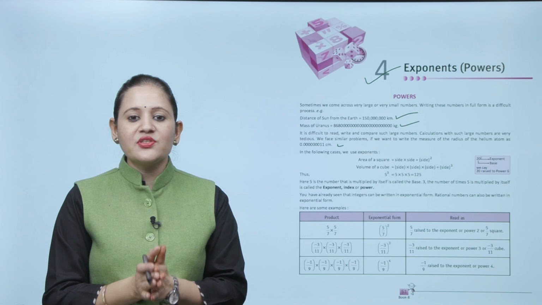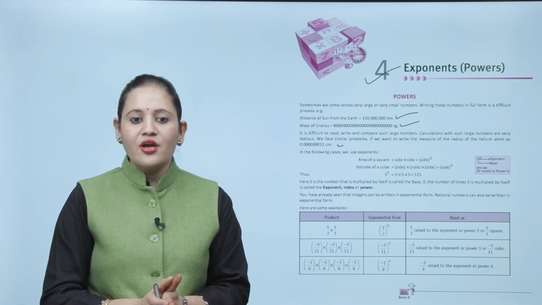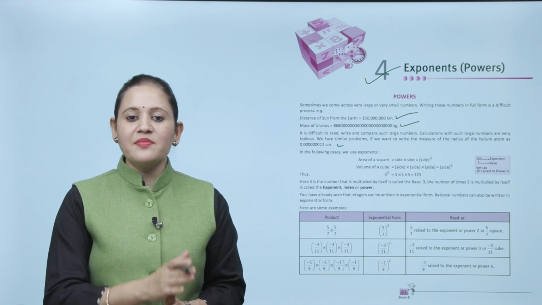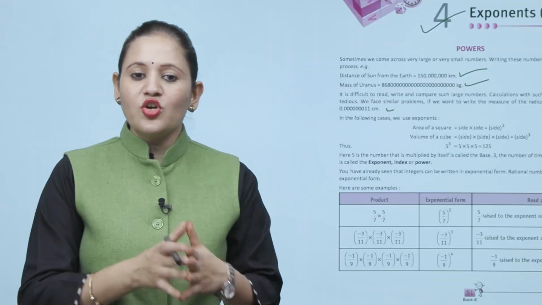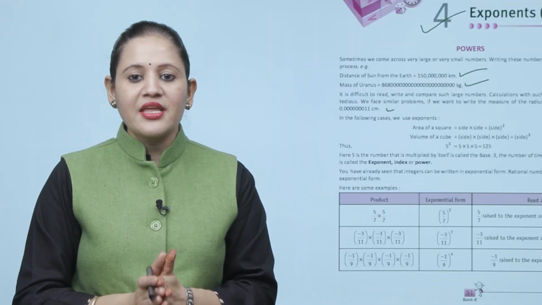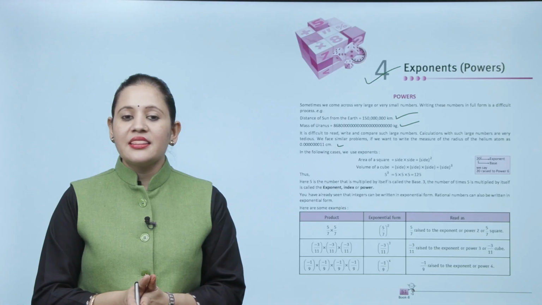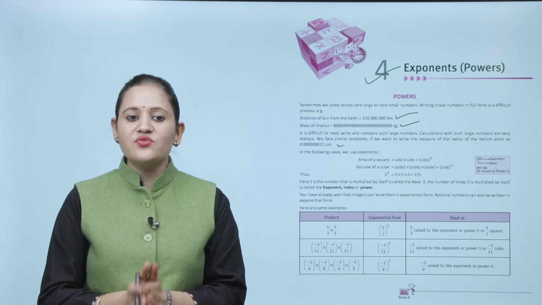Area of a square equals side multiplied by side, which means side to the power 2. Volume of the cube is side multiplied by side multiplied by side, which means cube of the side. Cube of 5 equals 5 into 5 into 5, that is 125. Thus cube of 5, that is 5 multiplied by 5 multiplied by 5, is 125.